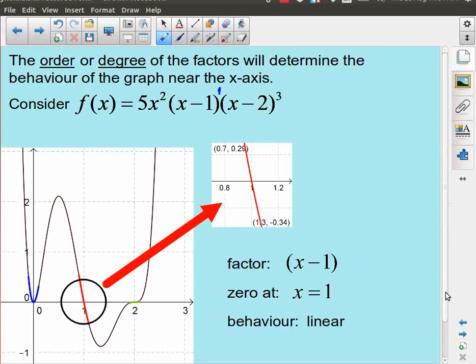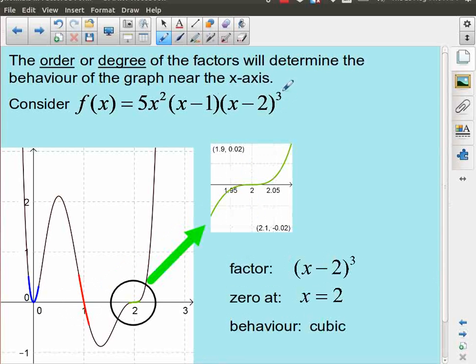And then finally, you can probably anticipate this one, this last factor, x minus 2, is to the power 3. So that means it is an order 3 factor, and so its behavior is going to be cubic. Not so easy to see here, but if I focus on the beginning and end of it by zooming in, you can see that's the standard shape of the parent function y equals x cubed.